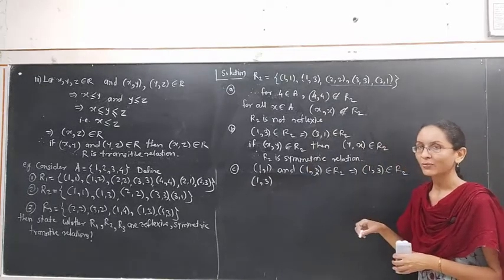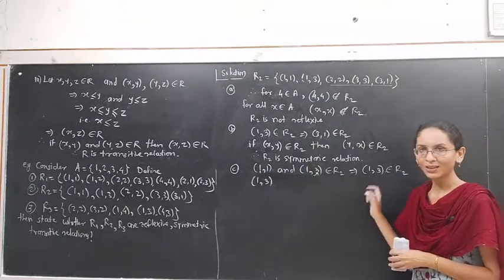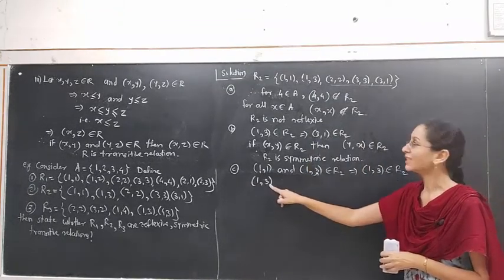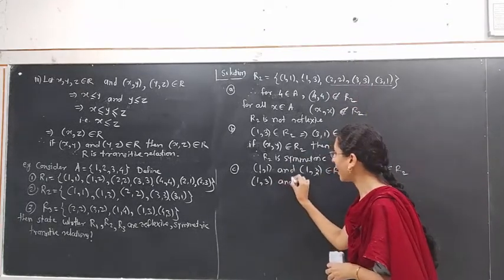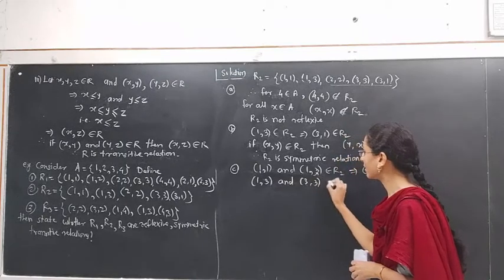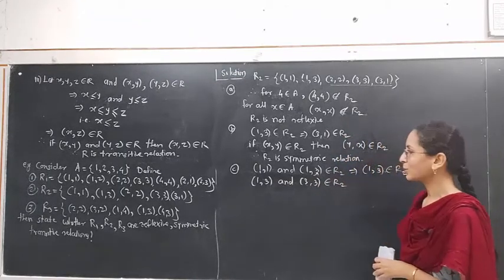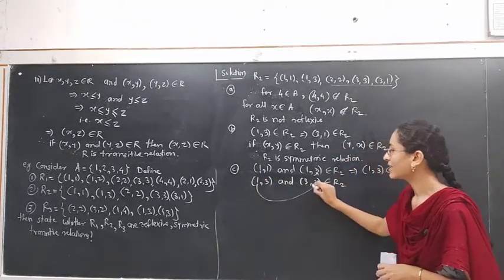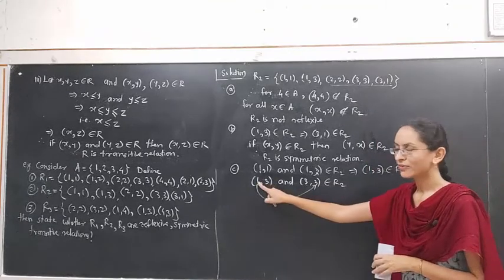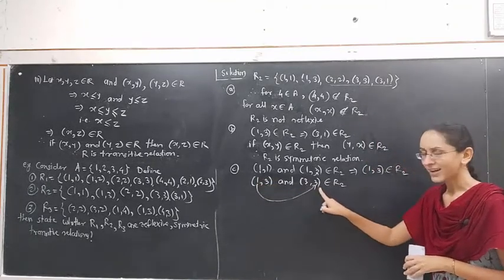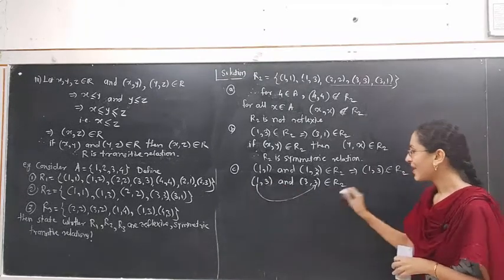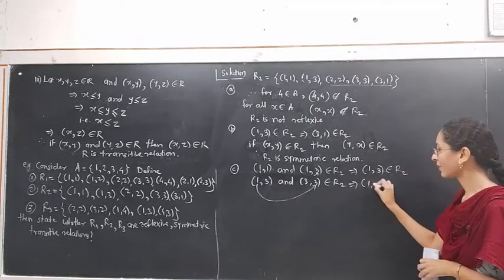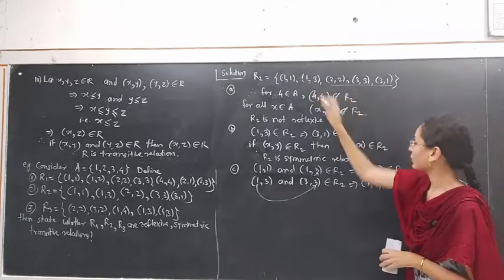Now consider the pair in which 3 is related to another element, because here the y value is 3. 3 is related to 3. (1, 3) and (3, 3) belong to R2. We will check whether 1 is related to 3, that is, whether the first element of the first ordered pair is related to the second element of the second ordered pair. Yes, because that pair will be (1, 3) and (1, 3) belongs to R2.